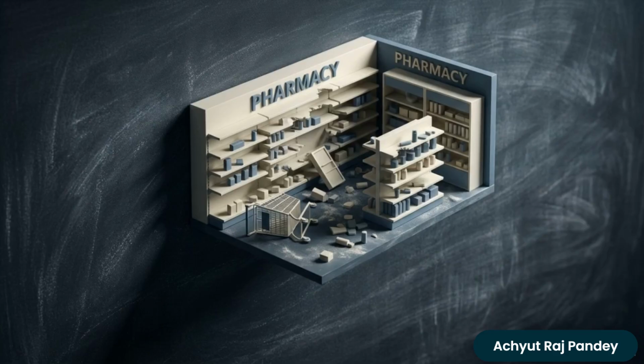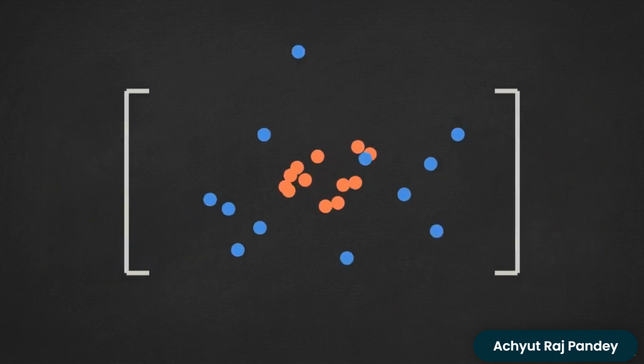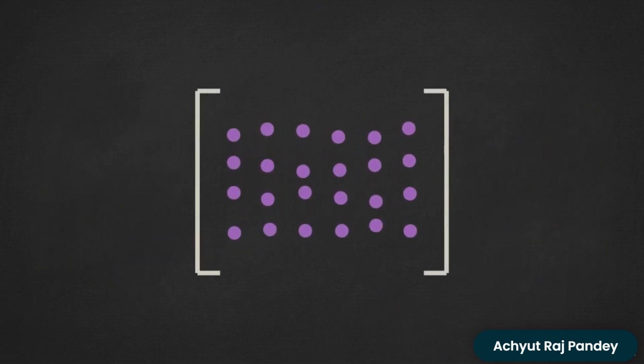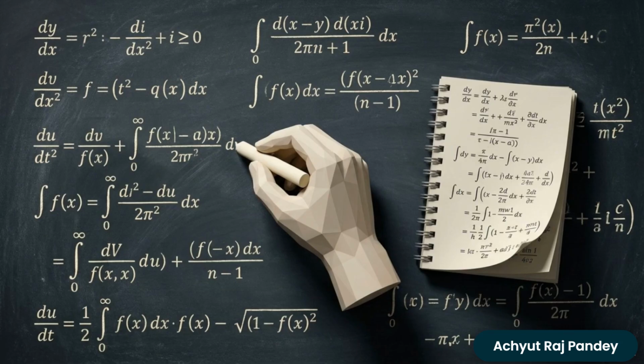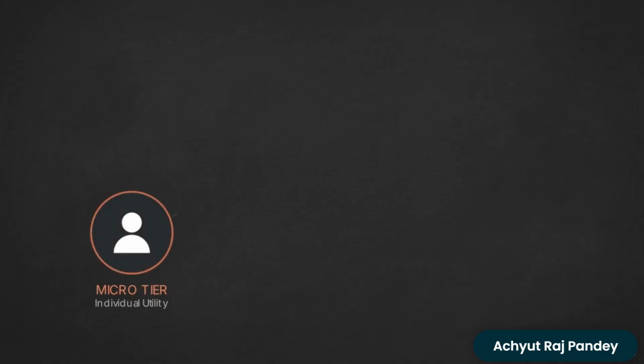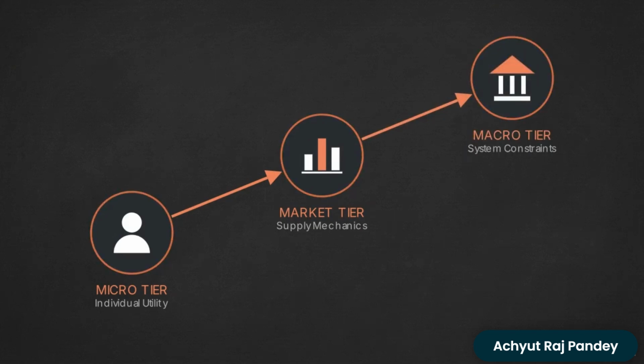Standard economic defenses of this intervention point to market failures. They argue that state mandates solve adverse selection caused by asymmetric information and establish a necessary baseline of social equity. To evaluate how these systems actually function, we have to build a model from first principles. We must trace the mechanics from individual expected utility up through macroeconomic supply constraints.